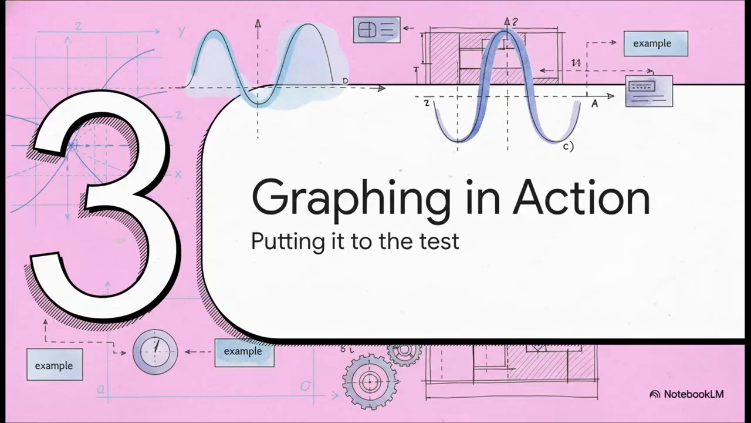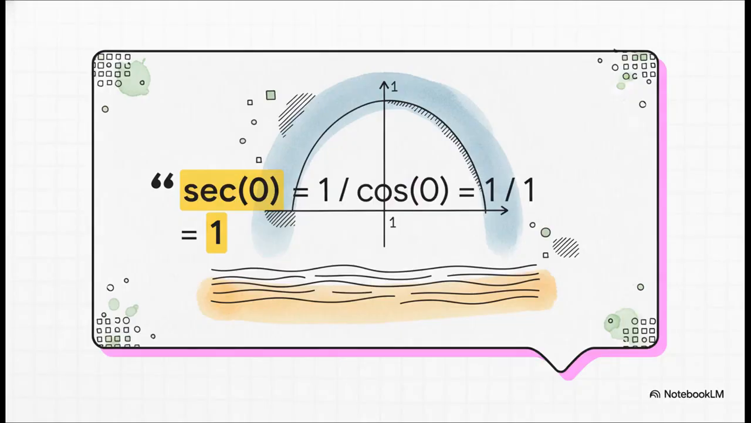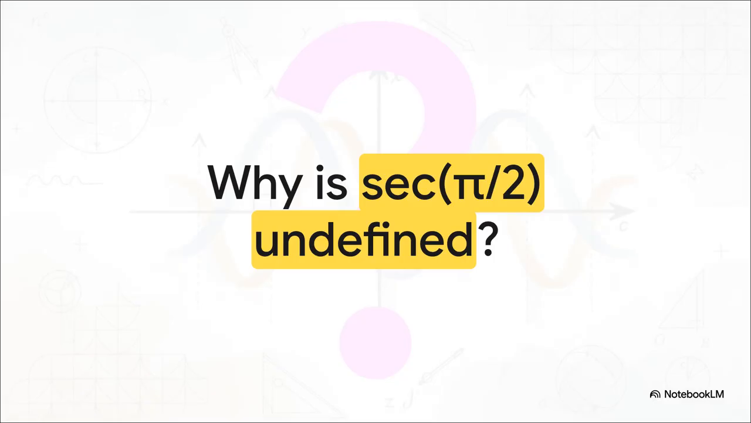Okay, so theory is one thing, but let's actually put this blueprint to work. We're going to walk through a few quick examples to really make this stick. Let's start super simple. What about when x is 0? All we have to do is go back to our main definition. Well, we know cosine of 0 is just 1, so secant of 0 is simply 1 over 1, which is, of course, 1. And if you picture the graph, that point is the very bottom of that U-shape sitting right on the y-axis.